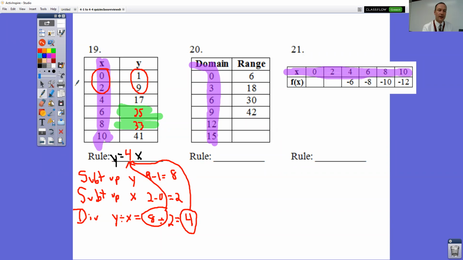The way that you find your plus or minus is when x equals 0, whatever your y value is. So that's found the same exact way. It is a plus 1. Go ahead and try 20 and 21, please.